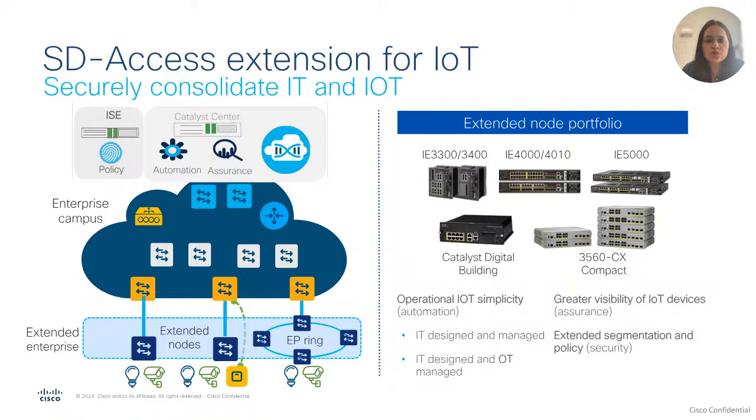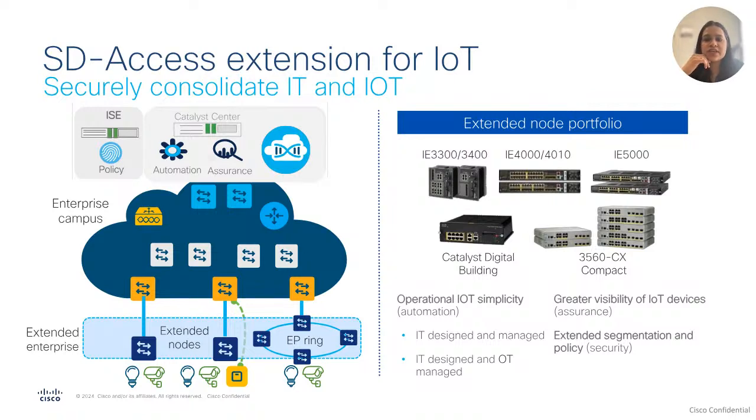Using Catalyst Center automation, switches in the extended node role are onboarded to their connected edge node using an 802.1Q trunk over an Ethernet with one or more physical link members. So extended nodes are discovered using zero-touch provisioning or using plug and play.